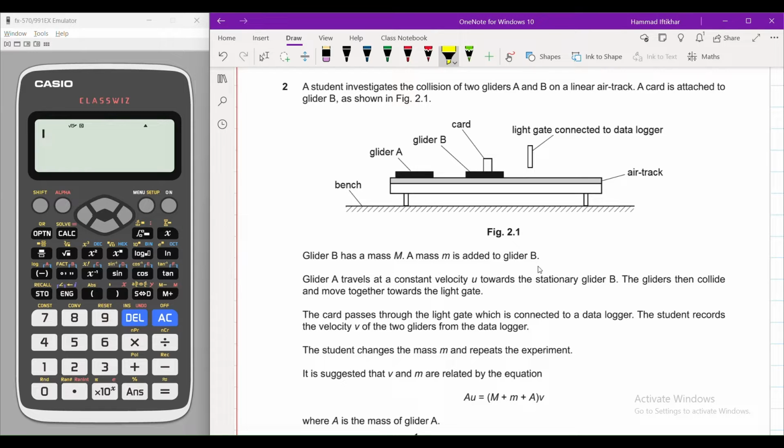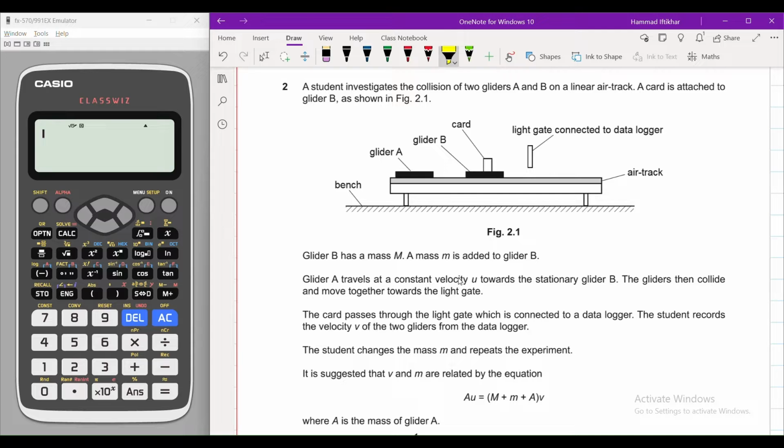A mass m is added to glider B. Glider A travels at a constant velocity u towards the stationary glider B. The gliders then collide and move together towards the light gate. The card passes through the light gate, which is connected to a data logger. The student records the velocity of the two gliders from the data logger.